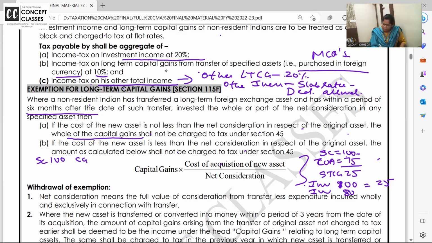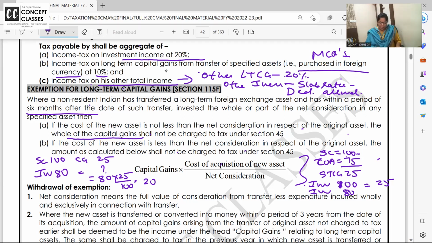100 सेल कंसिडरेशन है तो आपका कैपिटल गेन आ रहा है 25. You invested 80. So how much will we give you? 80 into 25 by 100. कितना आ रहा है बोलो? I'll give you time to write this example. In fact, I want you to write as we are solving the whole problem. 80 into 25 divided by 100. It's coming to 20. ये देखो. If the cost of the new asset is less than the sale consideration, you have sold the Indian asset for 100 and purchased 80, then the amount so calculated should not be charged. So capital gain 25 divided by net sale consideration 100 into cost of acquisition 80. So you will get only 20 rupees.